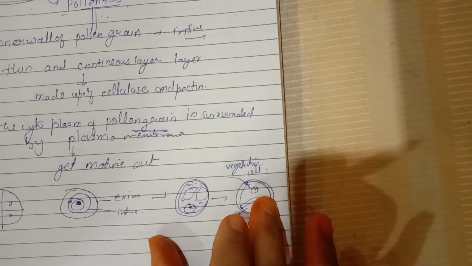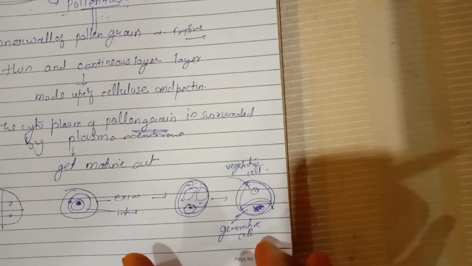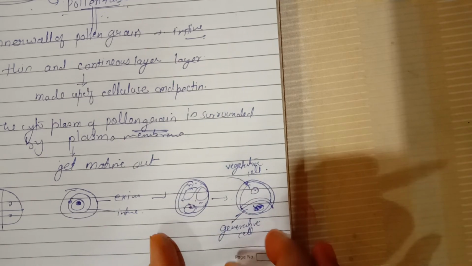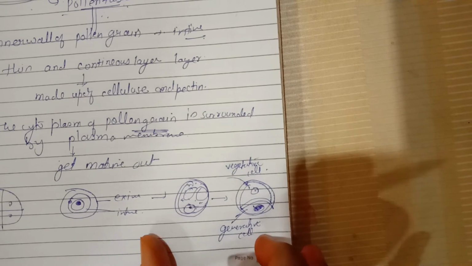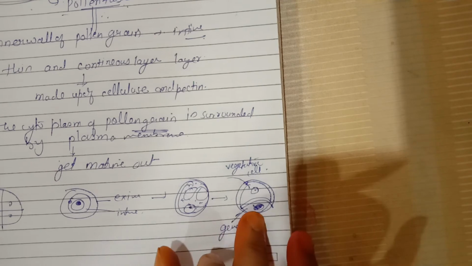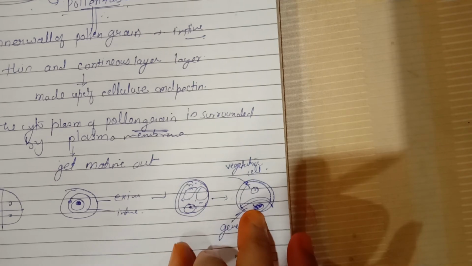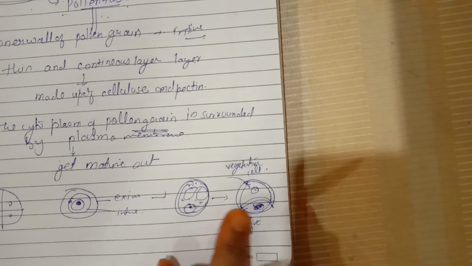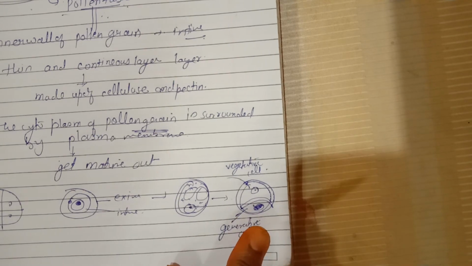The vegetative cell is bigger and it has abundant food reserve. That is why it helps the pollen grains to mature. And the generative cell is comparatively small and floats in the cytoplasm of the vegetative cell. It is spindle-shaped with dense cytoplasm and a nucleus.